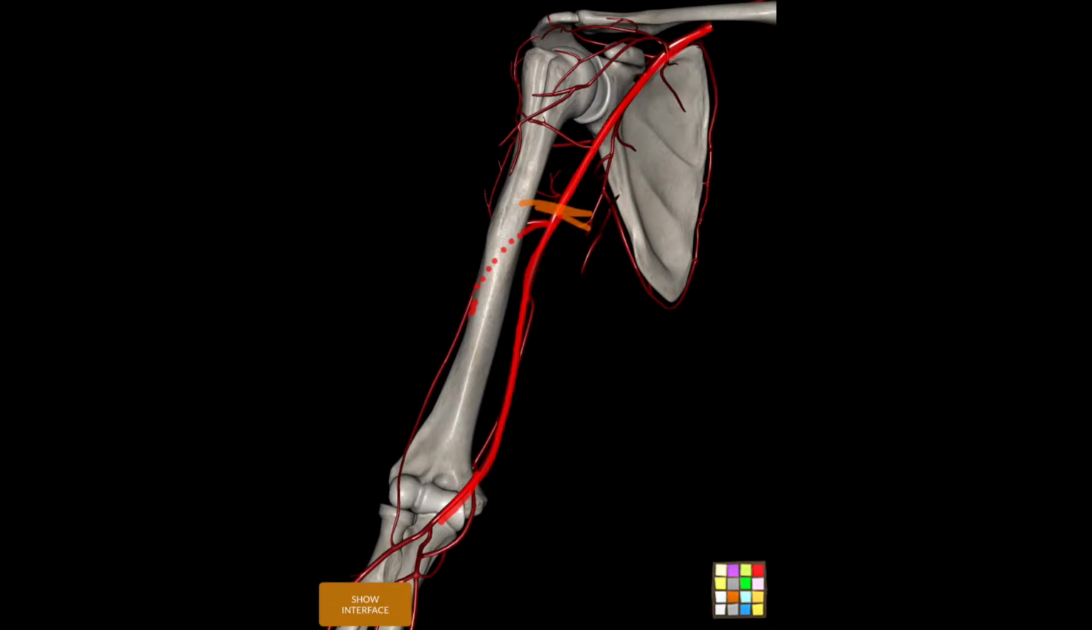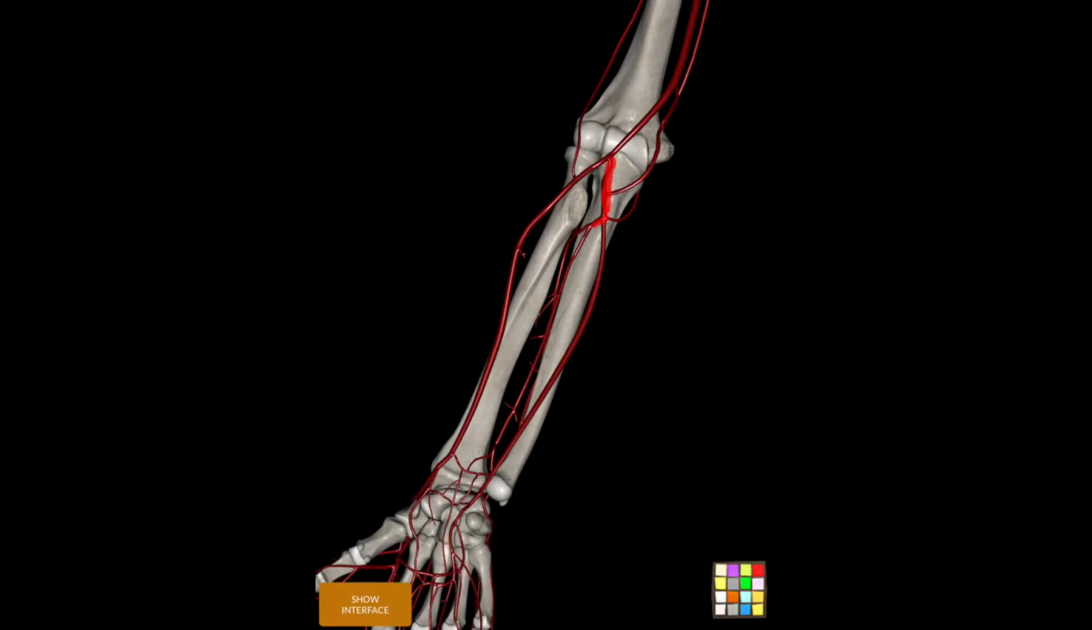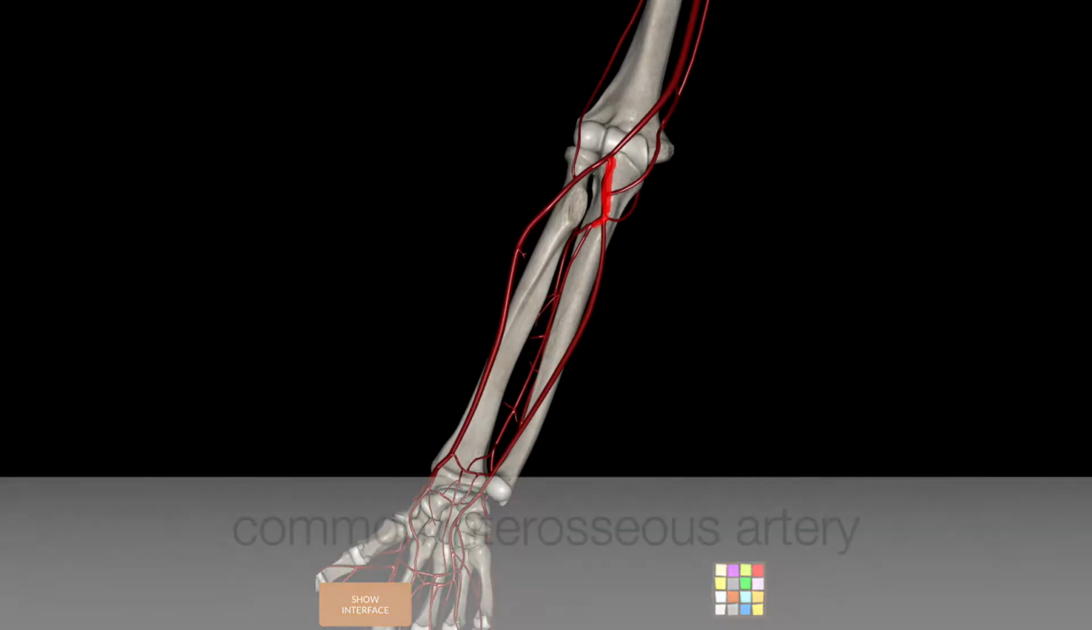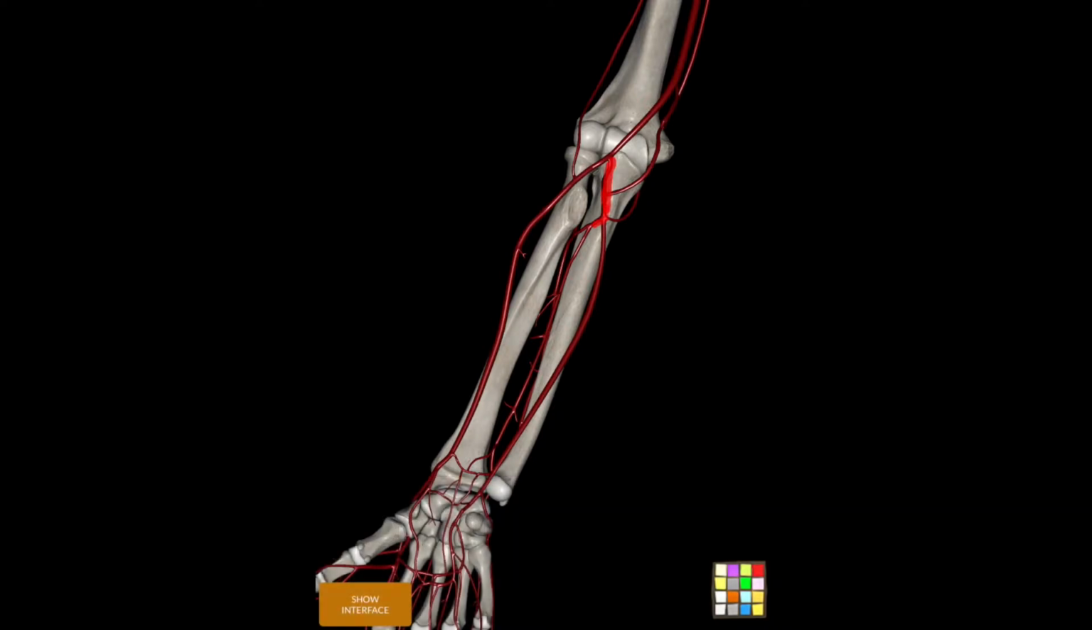The brachial artery carried on into the cubital fossa, where it ends by dividing into the ulnar artery and the radial artery. The ulnar artery is actually the larger of the two. It gives off the branch quite proximally, which is the common interosseous artery. It's common because it's about to split into two other interosseous arteries, the anterior and posterior interosseous arteries.